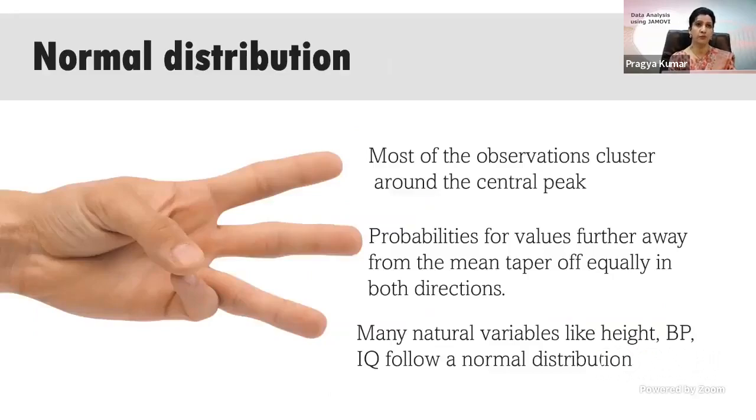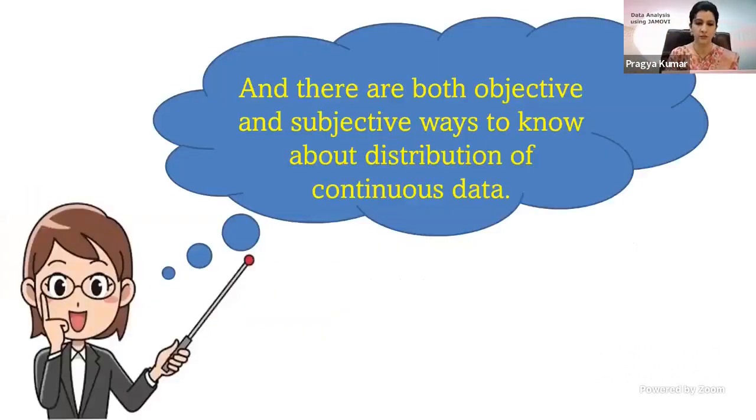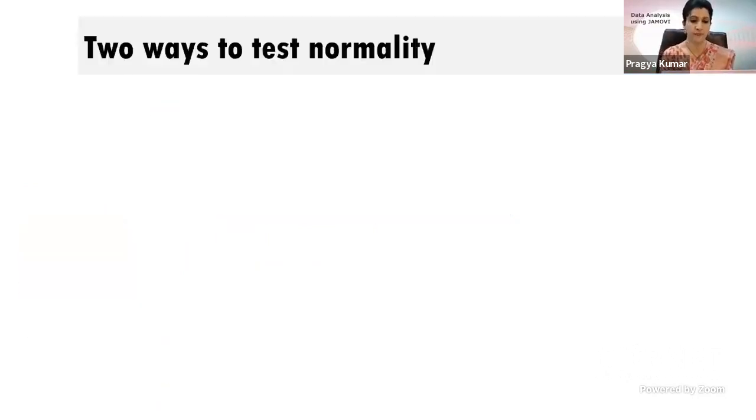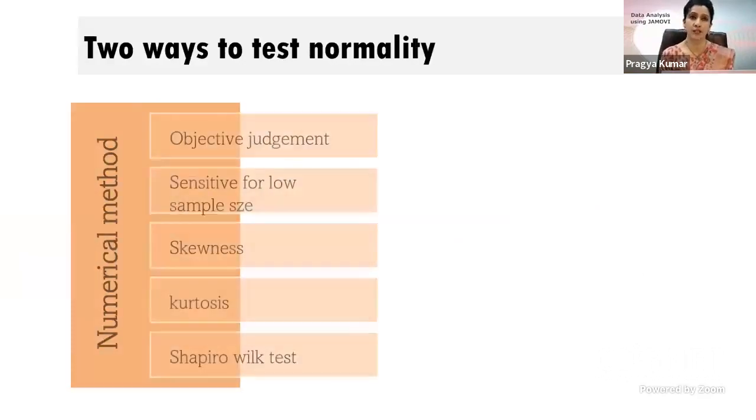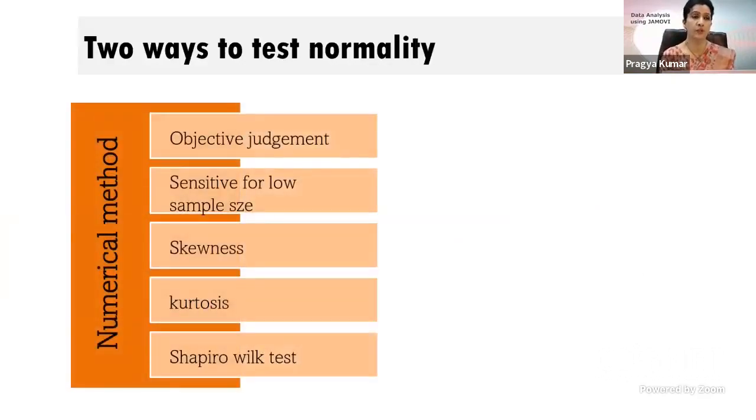In a normal distribution, most of the observations cluster around the central peak and the other values lie farther away. That's how the bell-shaped curve is formed, because it is naturally like that. There are both subjective and objective ways to know about the distribution of the data. There are two ways to test for this normality. If you go with the numerical method, that is an objective way. It is an objective judgment, but it is sensitive for a very low sample size, like 50. If your sample size is less than 50, then you can go with the objective measurement.